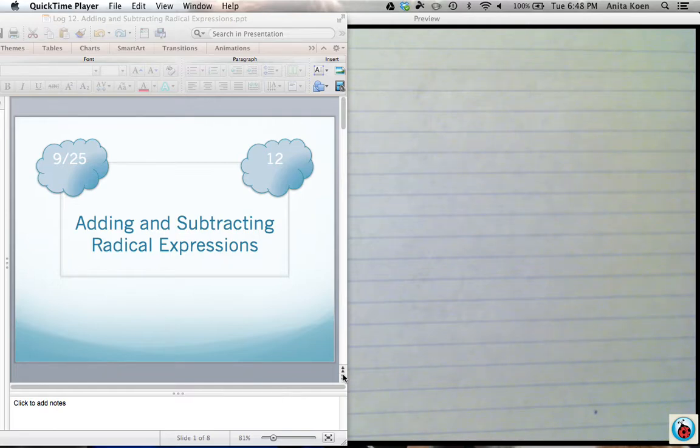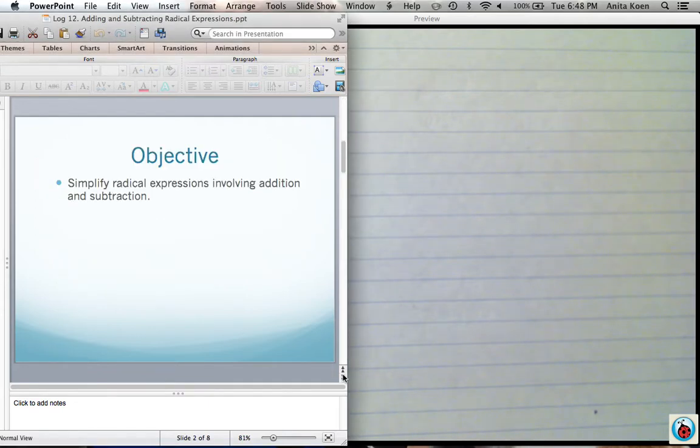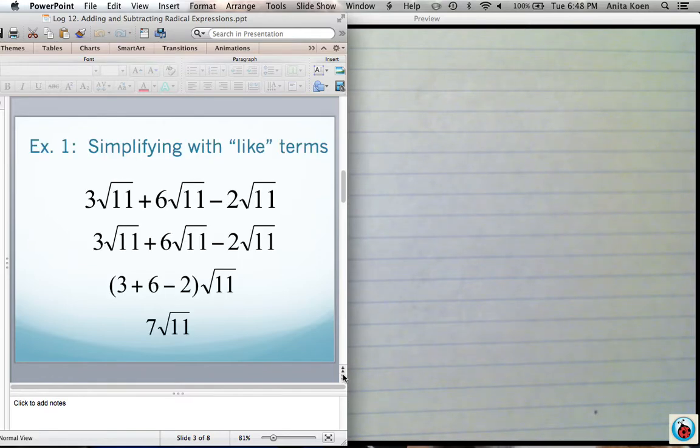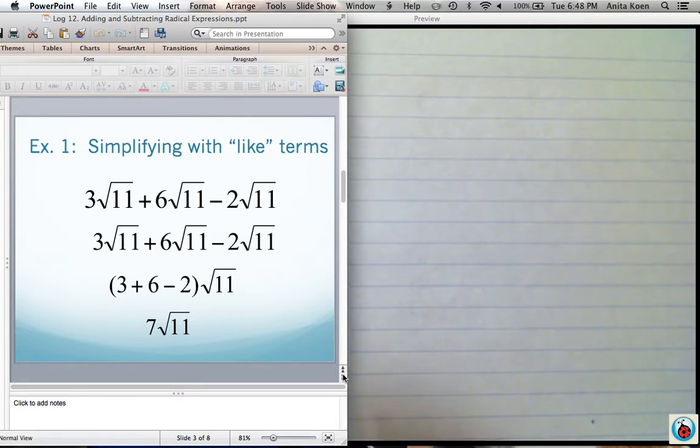Hi everybody, this is log page 12 and today we're going to be talking about adding and subtracting radical expressions. Our objective for today is to simplify radical expressions involving addition and subtraction. We're going to be simplifying first of all with like terms.